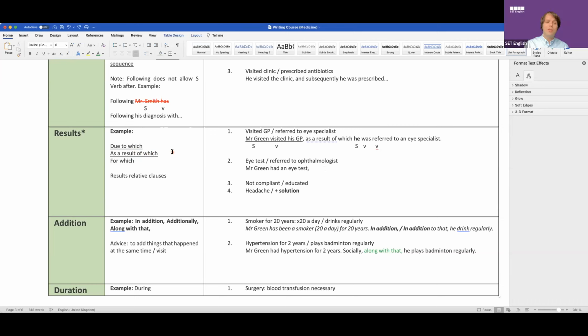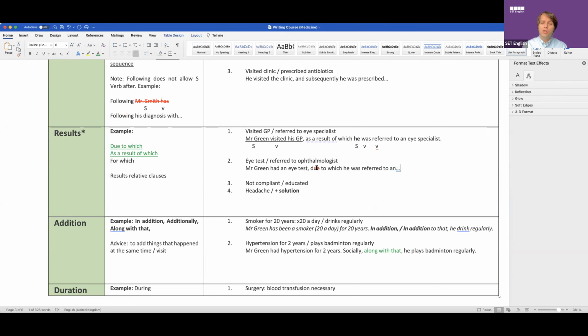You could look at this language here. We're just going to use this language here. Let's use this one, due to which. So, due to which he was referred to the ophthalmologist. Is it hard, really? The result of which? What do I need here? Due to which he was referred to an ophthalmologist.